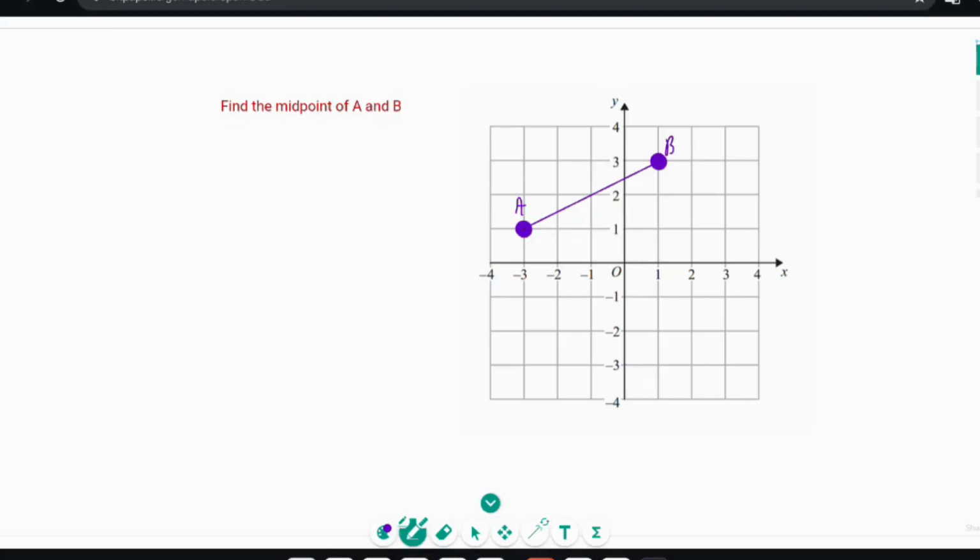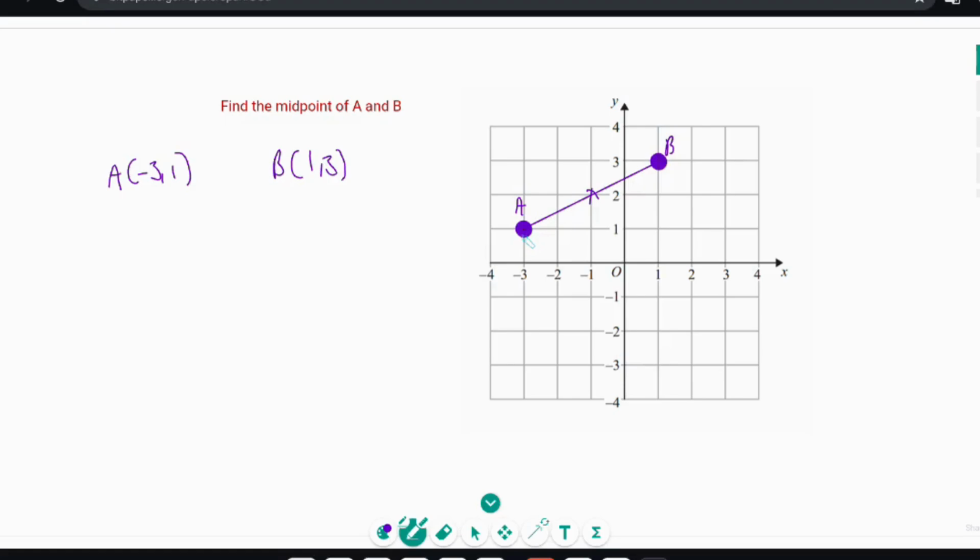Our next skill is, can you find the midpoint of two coordinates? So here we have A is at -3, 1, and B is at 1, 3. You can tell by just looking at the diagram your midpoint is here.